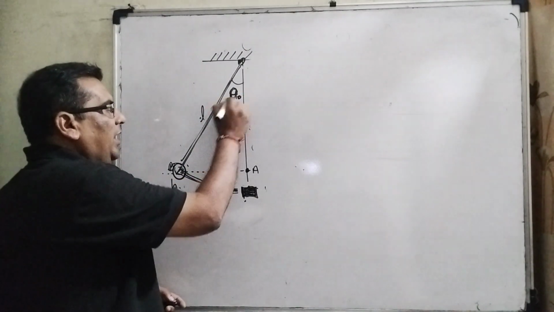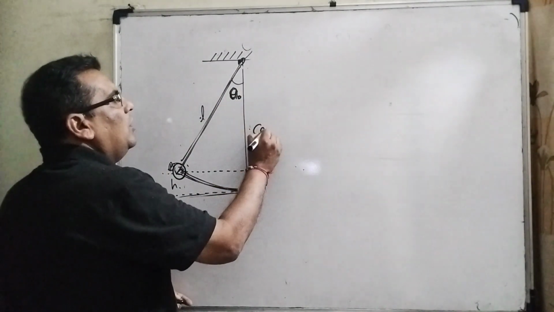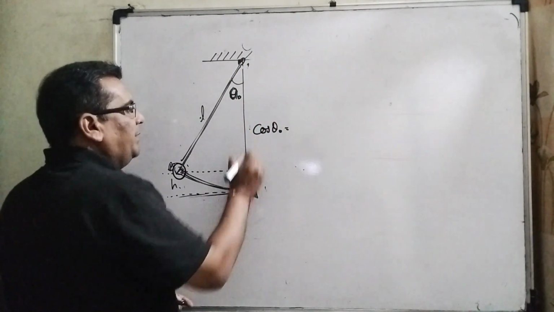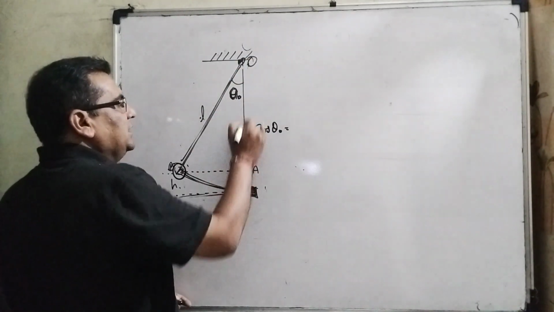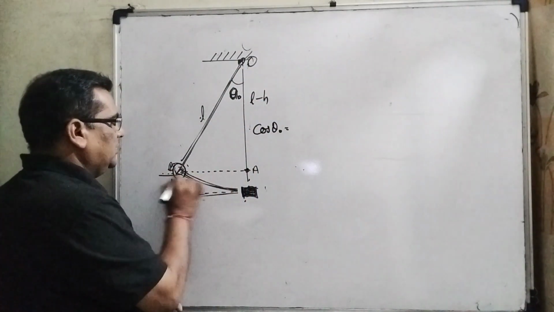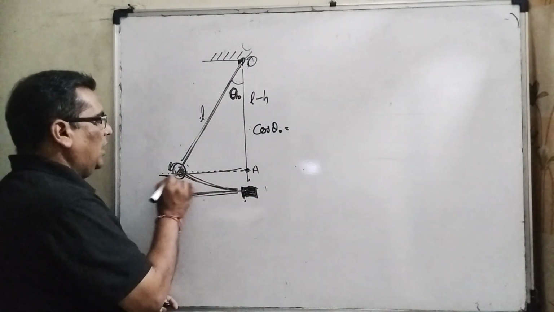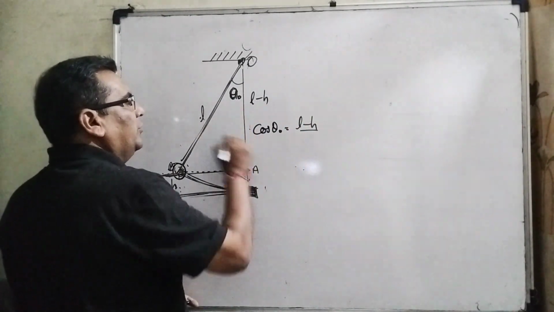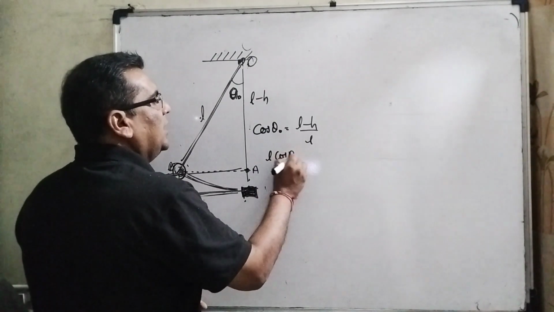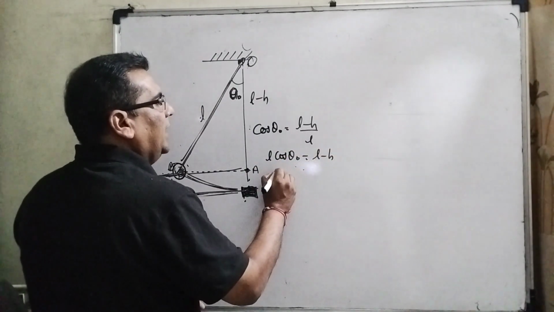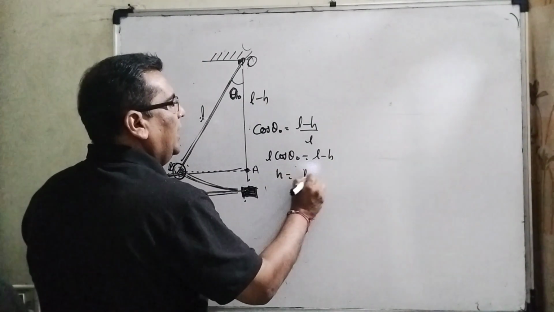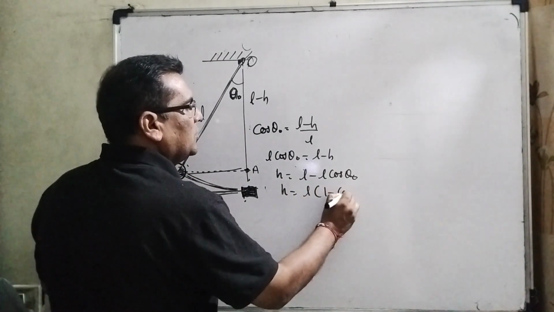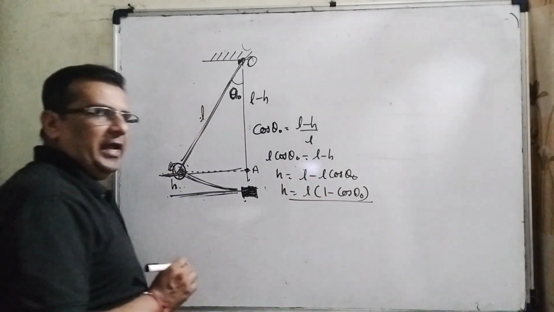So initially we take theta naught, then cos theta naught equals base upon hypotenuse. What is the base here, from O to A? That is L minus H, because this level from the ground up to the height is H. So L minus H is the base, and the hypotenuse is L. Then L cos theta naught equals L minus H. Then H is equal to L minus L cos theta naught. Here L gets common, so H equals L into 1 minus cos theta naught.